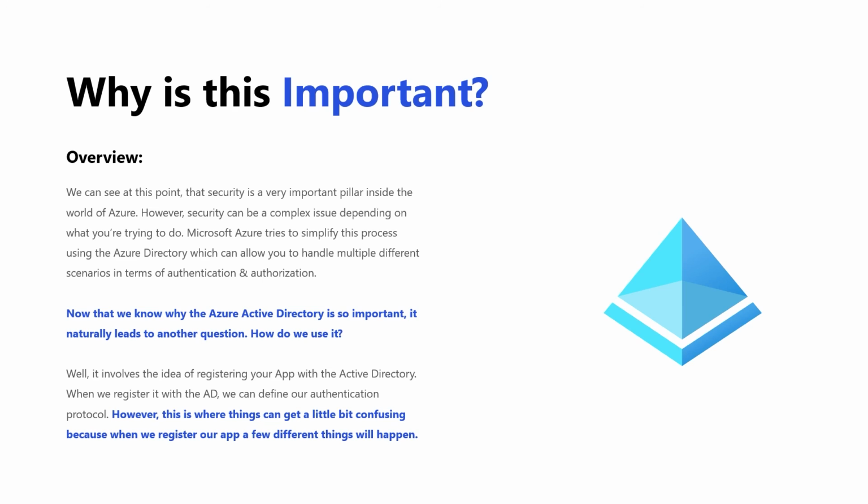At this point, I will cut off this video. And then in our next video, we will talk about something called a security principal and an application object. These are two objects that are created when we register our application with the Active Directory.